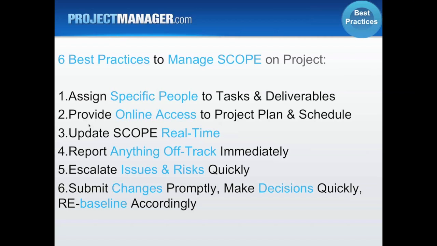And report anything off track immediately. As soon as you see that you're producing scope or deliverables that were not originally agreed to, or you see that your team member is gold plating stuff, or you've got customers asking, you have to address these things immediately and get them back on track.